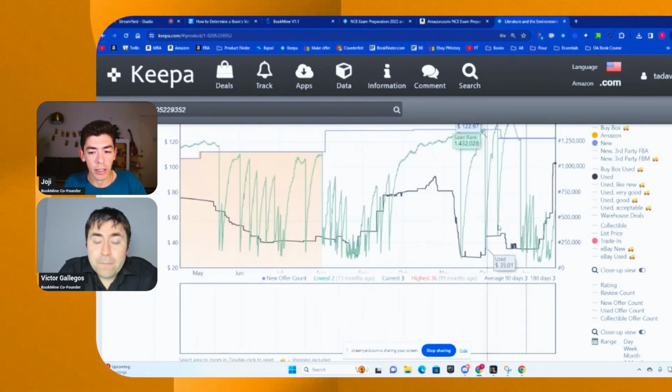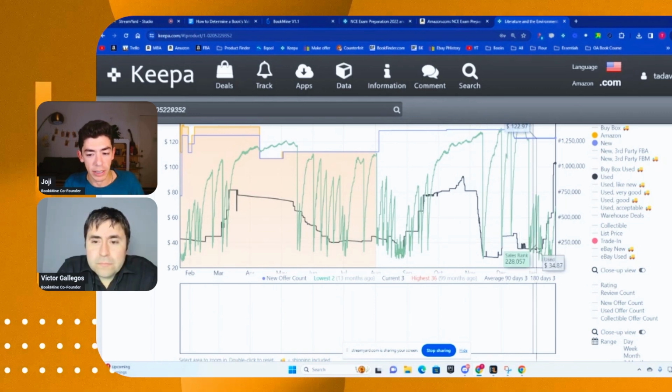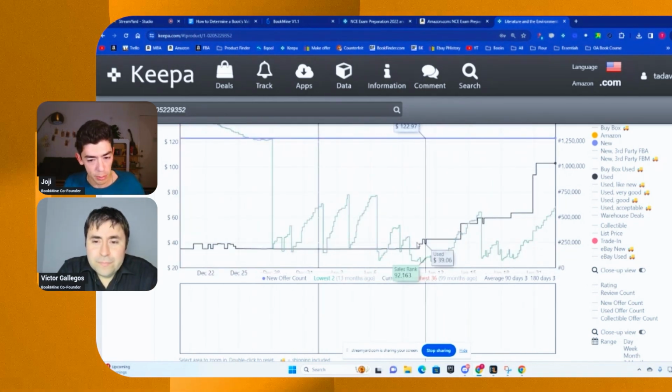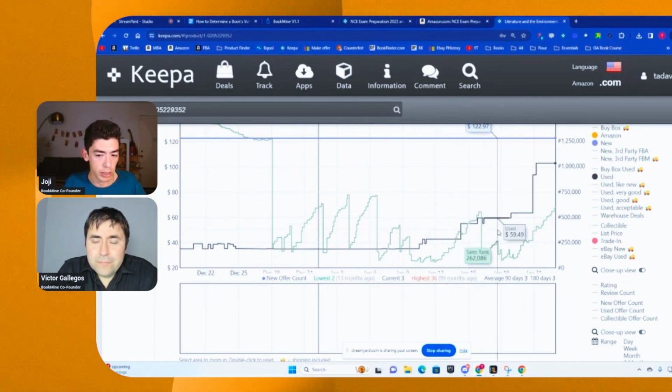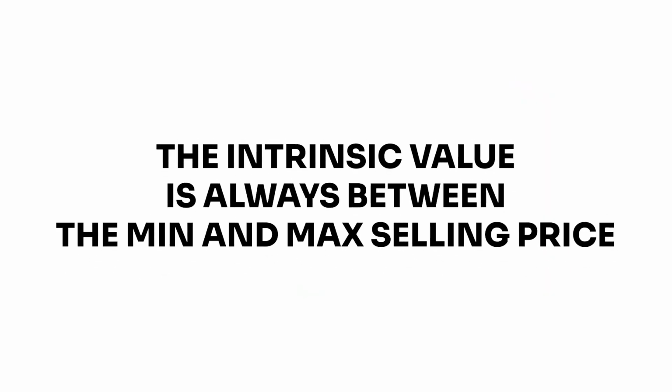Yeah. And so you can see, after the price of this book comes down, there's a couple sales. Then we get into the next textbook season, which is January, and you can see that there's a number of sales rank drops, just like last textbook season in the 40s. And again, Victor, we see some sales up in the 50s as well. And I think one thing that's really important to understand is that the intrinsic value is always going to be between the minimum and the maximum selling price.